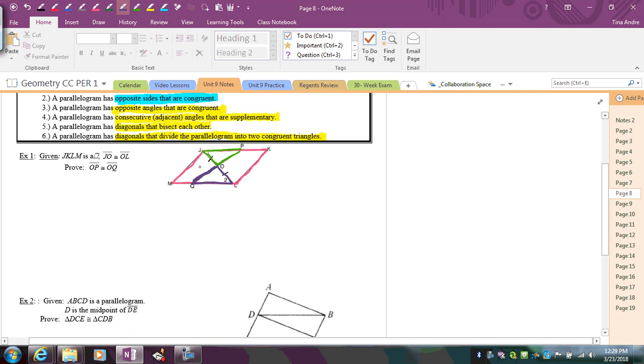So let's start by writing our given. We have JKLM is a parallelogram. I really don't like using the symbol for parallelogram because I think it looks confusing, as if it's really a parallelogram or just a quadrilateral. So I'd rather see you write out the word parallelogram, or use an abbreviation, but I don't really love the symbol because it's kind of confusing. So we have a parallelogram, and then we also have JO is congruent to OL.